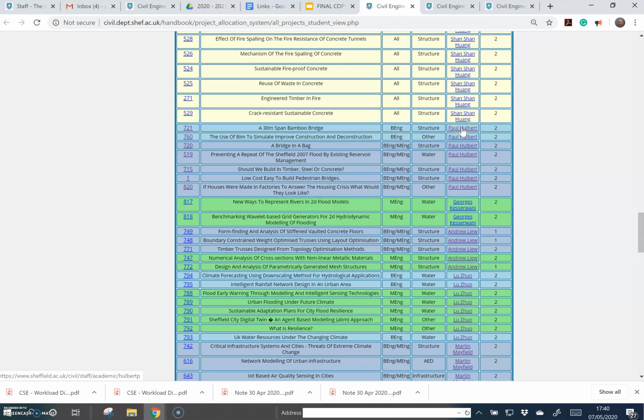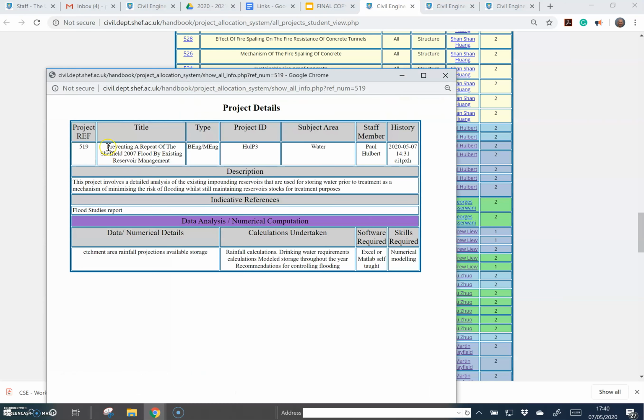Again, you can click on Paul Hulbert to see me and my page, and click on this number here to look at the title. So have a look here, let's pick a random one. So this one here is Preventing a Repeat of the Sheffield 2000 Flood by Existing Reservoir Management. So the description will tell you a little bit about it.